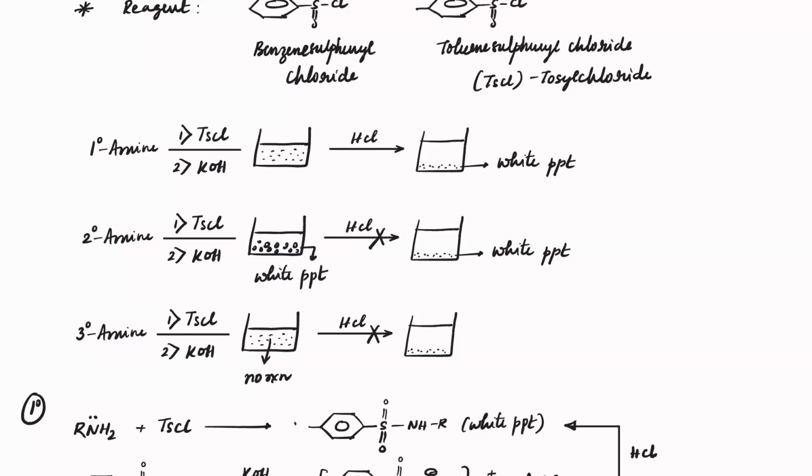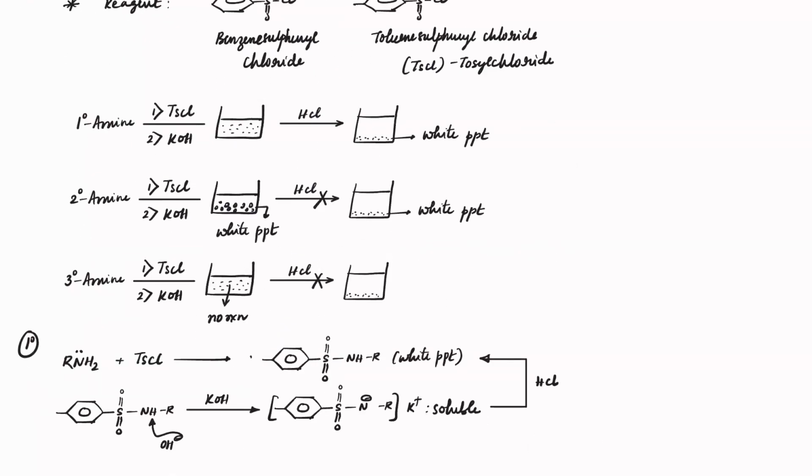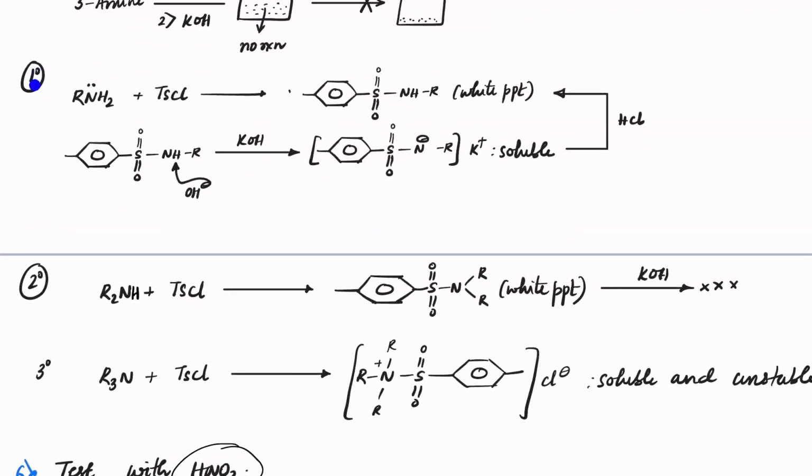Okay. So first case, a white PPT getting dissolved in KOH, again regaining the precipitate. That is 1 degree. Second case, the white PPT is not getting dissolved in KOH, so there is no question of adding HCl. Third case, there is always a clear solution and no reaction happening, so no precipitate. So this is about the Hinsberg test. Now, how does the reaction take place? Let's see. If it is for 1 degree, that is, if I take a primary amine. Okay, just a second.